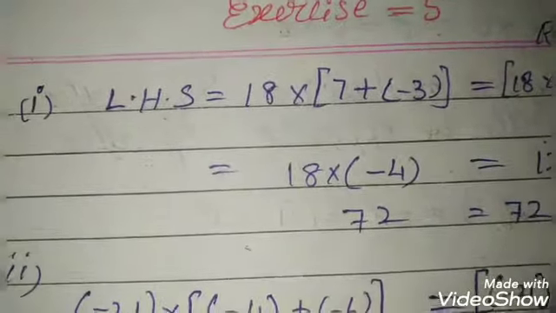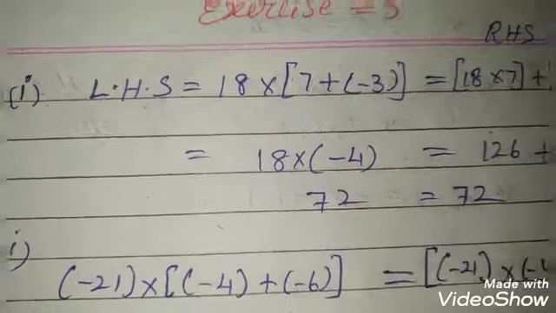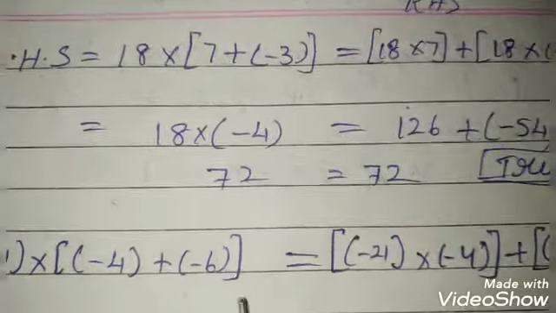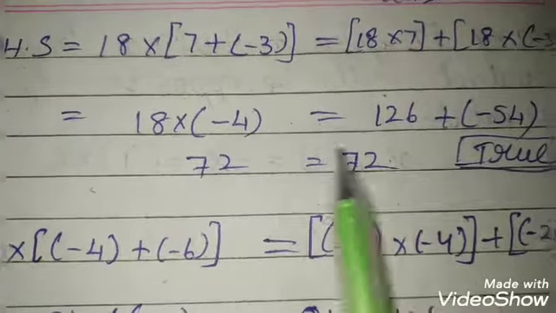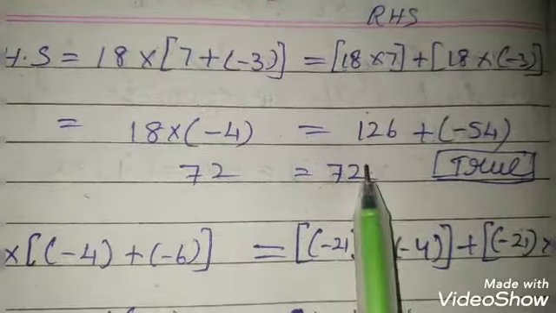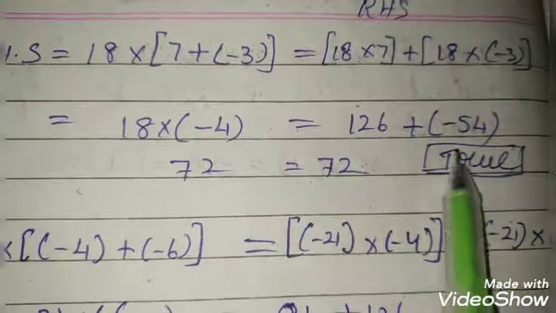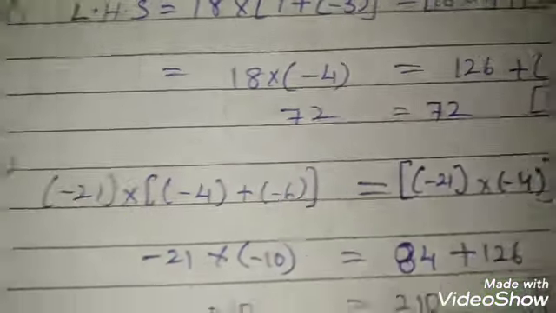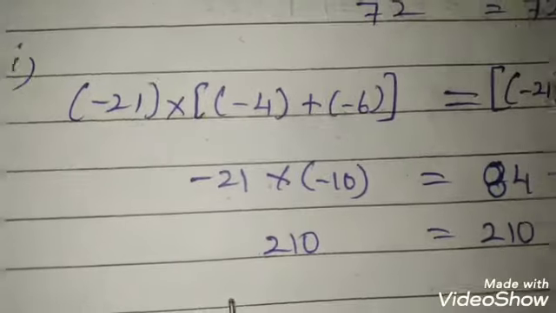18 into 7 plus minus 3 is equal to 18 into 7 plus 18 into minus 3. 18 into 4 is 72, and here 18 into 7 is 126 and 18 into 3 is 54. 126 minus 54 is 72. So this one is true. Let us move to the second.